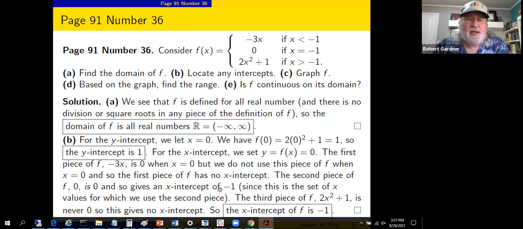Okay, so here's the information we have. We've got a y-intercept, an x-intercept, a piecewise-defined function. They want us to graph it. Can you graph this piece? Sure. Line with slope -3, y-intercept 0. This is just a point, (-1, 0).